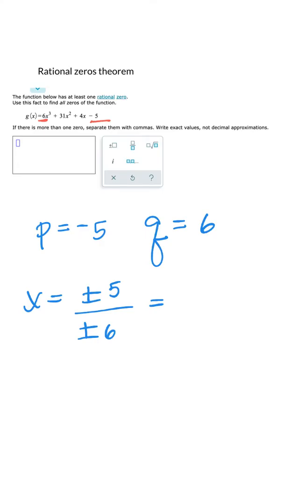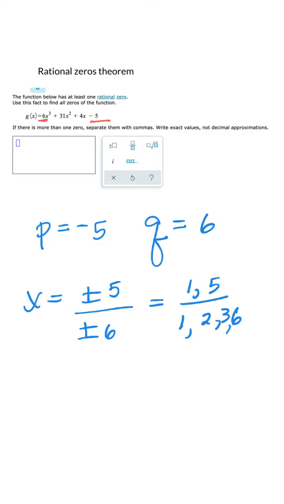In interest of time, I'm just going to ignore the plus or minus until the very end, just so that I don't have to write it for each factor. 5 has factors of 1 and 5. 6 has factors of 1 and 6, and 2 and 3, ignoring the sign. Finding the zeros is every possible combination of these factors.